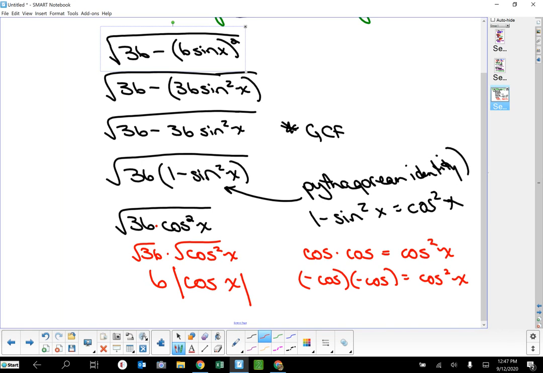So, all right, that's the beginning of trig identities. 7.1b will be more manipulation of them using the reciprocal functions and Pythagorean identities and that kind of stuff.